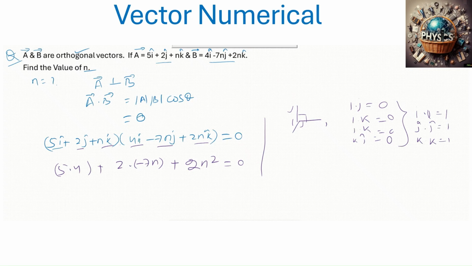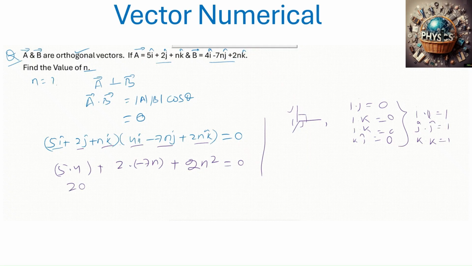So whenever we do the dot product of two vectors with the orthogonal unit vectors i, j and k, we can simply multiply the i part alone, the j part alone, and the k part alone, and that becomes the dot product of the vectors, because the i part alone gives us the cos 0 degree value and the value of the i part. So this is how we get 5 into 4 plus 2 into minus 7n plus 2 into n square.